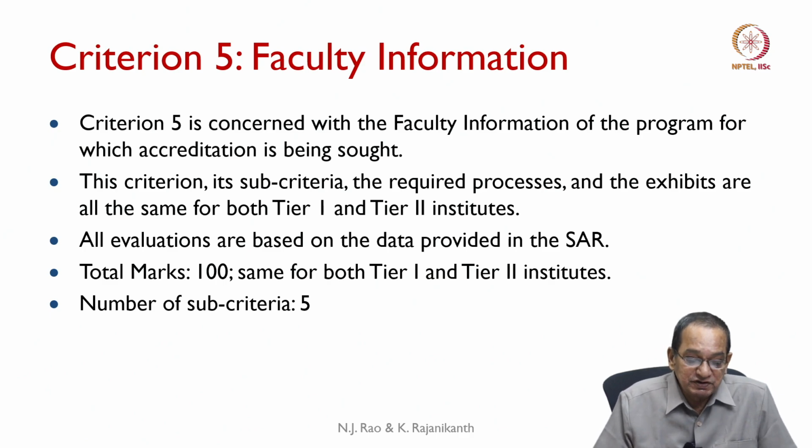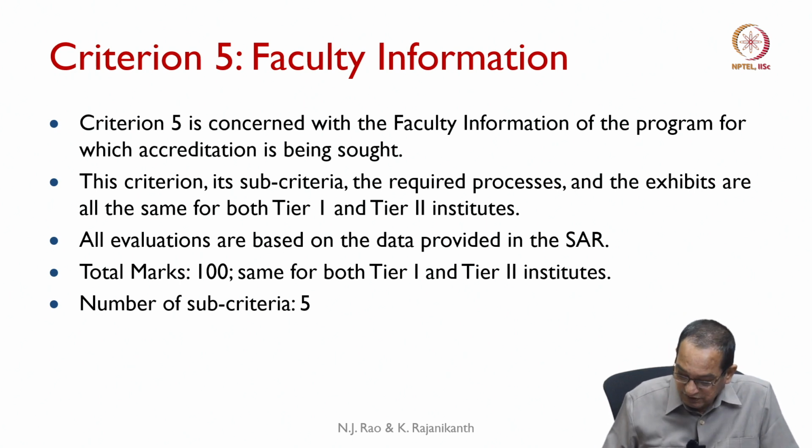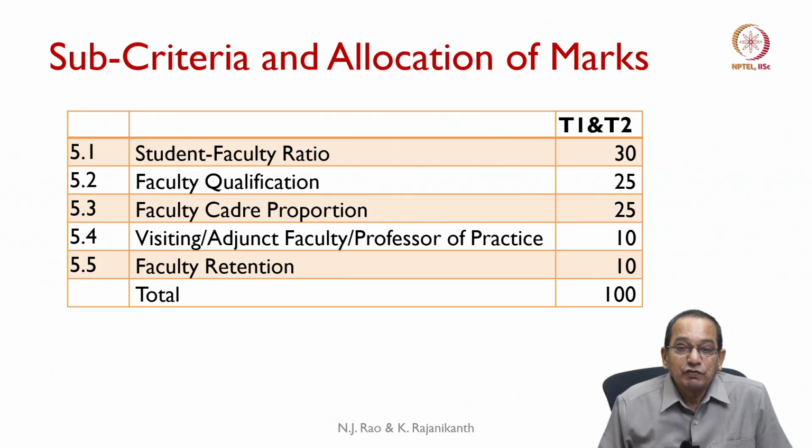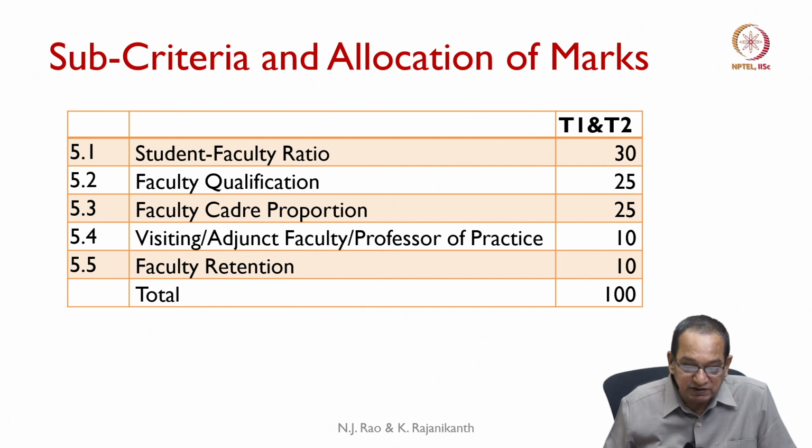The total marks for this are 100, same for both Tier 1 and Tier 2 institutes. And there are 5 sub-criteria under this. 5.1 student-faculty ratio, 30 marks. 5.2 faculty qualifications, 25 marks. Faculty cadre proportion, 5.3, 25 marks again. 5.4 visiting adjunct faculty professors of practice, 10 marks. Then finally 5.5 faculty retention, 10 marks. So, a total of 100 marks is available here.